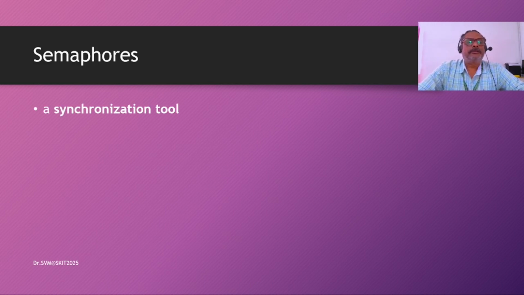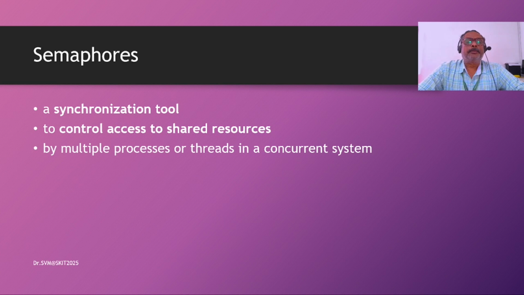Semaphore is a synchronization tool used to control access to the shared resources by multiple processes or threads in a concurrent system. So that means when multiple processes or multiple threads are trying to compete for some shared resources, then we need some synchronization tool, and that tool is a semaphore. The main purpose of defining a semaphore is to ensure that the CPU time is not wasted by any process which is not able to enter its critical section. Instead of waiting, we can make that process blocked.